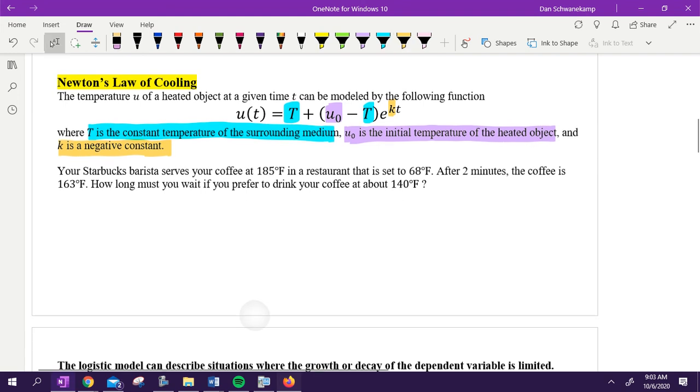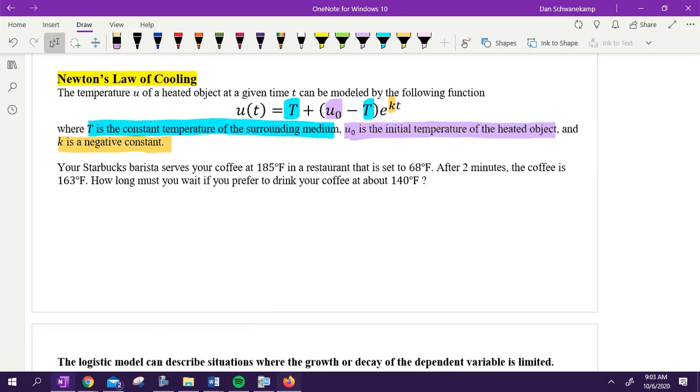Let's do it. Your Starbucks barista serves you coffee at 185 degrees in a restaurant that is set to 68 degrees. After 2 minutes, the coffee is 163. How long will you have to wait if you prefer your drink to be about 140 degrees?